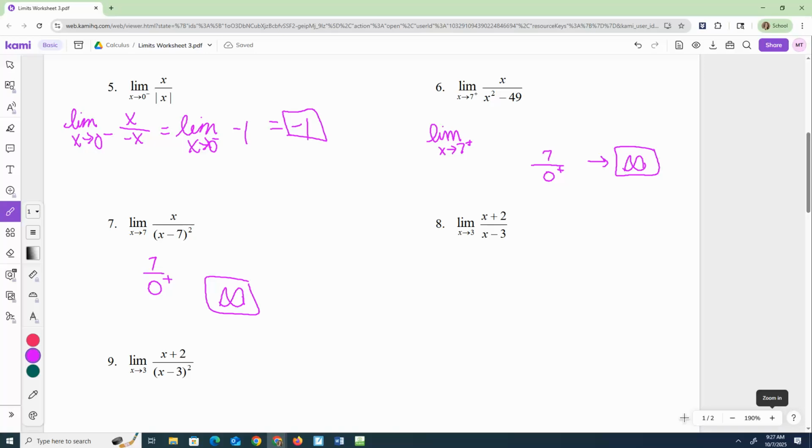Number 8. Nothing factors. If I plug in a 3, the top is 5, the bottom is 0. Did I tell you which way we are approaching 3 from? No. So it could be 5 divided by a smaller and smaller negative number, or it could be 5 divided by a smaller and smaller positive number. Will those things match? No. What's happening is 3 is a vertical asymptote. If you're putting in something smaller than 3, you're going to get negatives. If you put in something bigger than 3, you're going to get positives. So overall, they don't match. So this one does not exist.